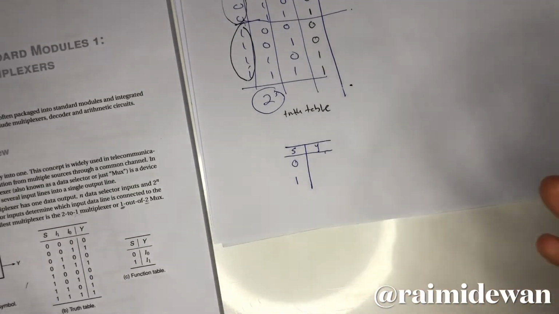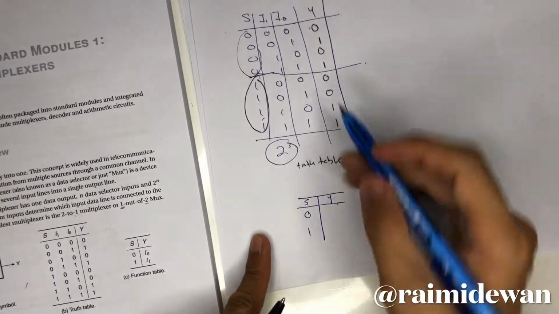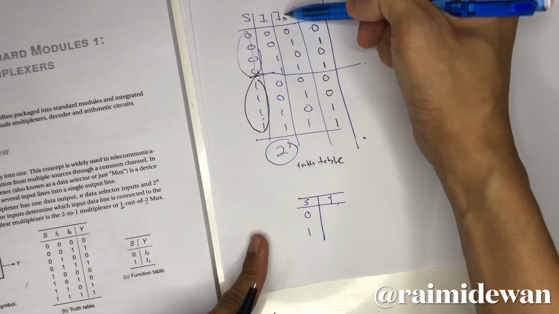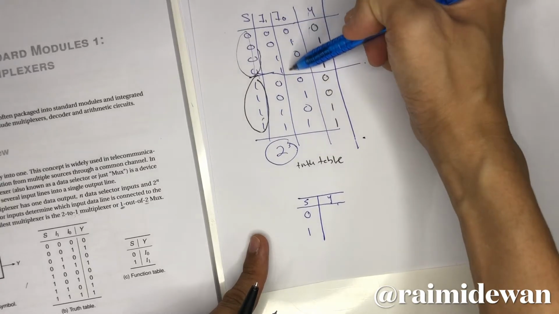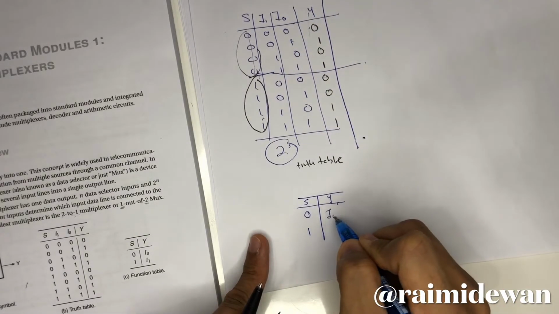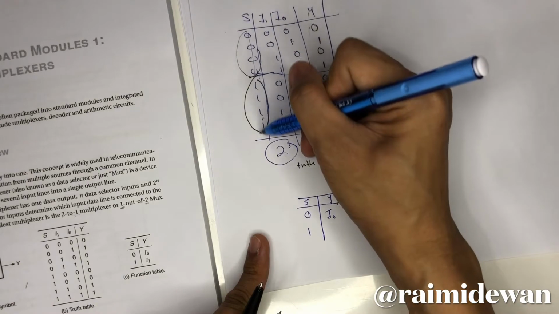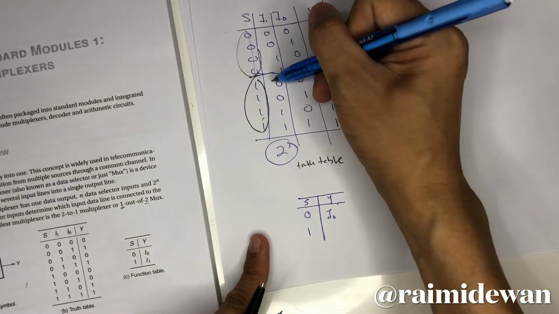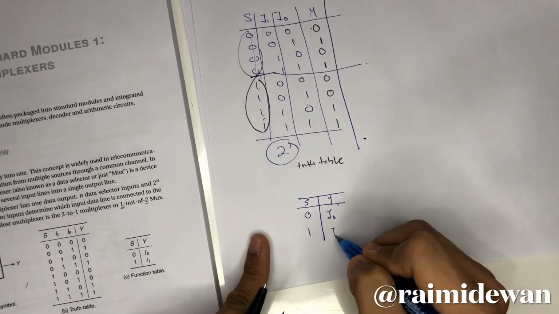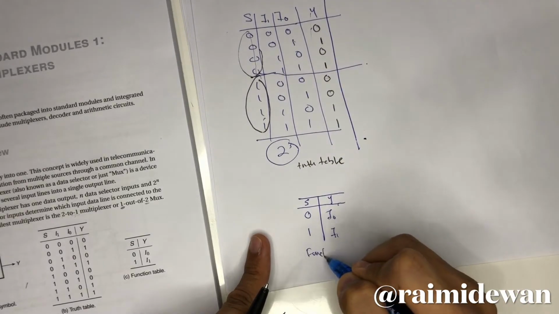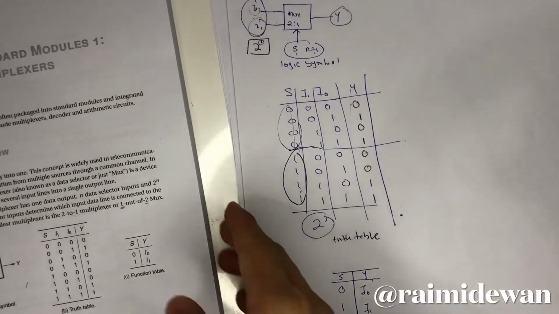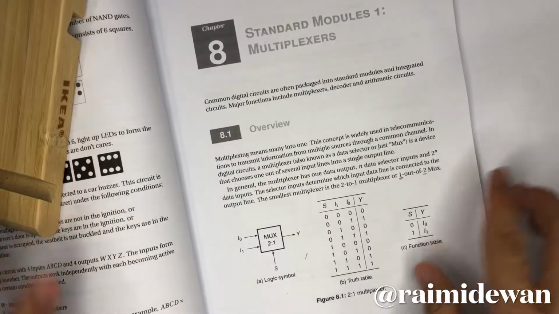So it is either I0 or I1. We can see that whenever S is 0, the output will follow I0. And whenever S is 1, the output will follow I1. So this is your function table. Quite easy. So far so good.